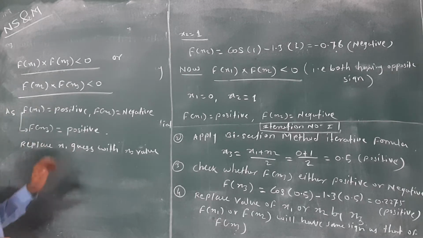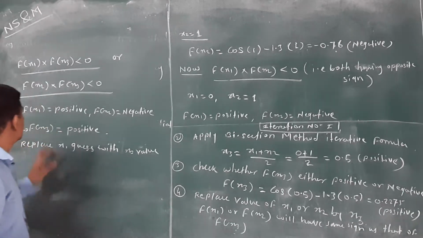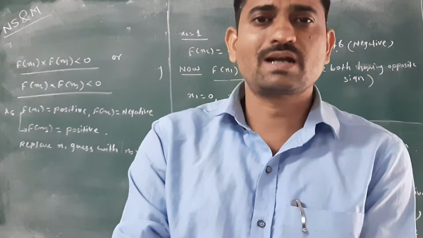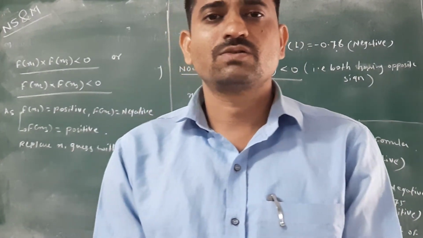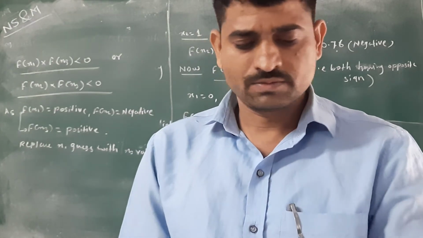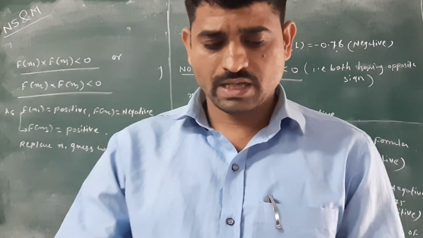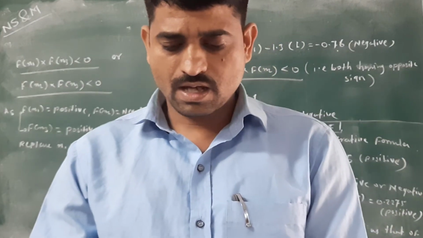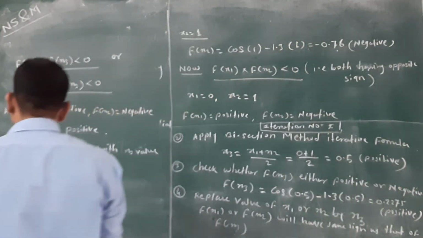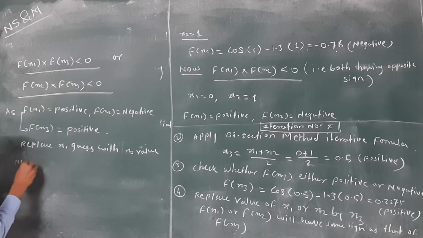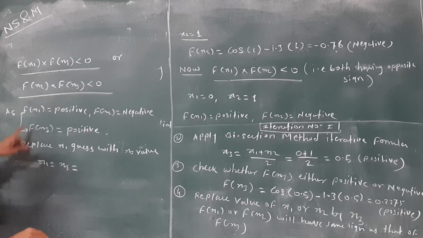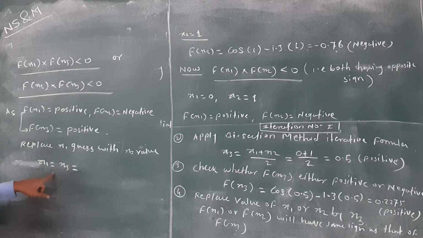Replace x1 with the x3 value, or replace f of x1 by f of x3. Remember that the guess should be replaced when both have the same sign. Then you will get the new guesses x1 and x3. I will write first x1 is equal to x3.